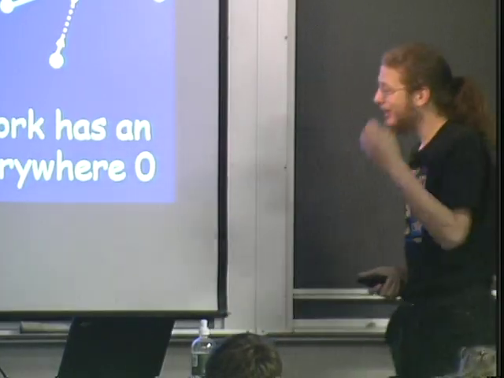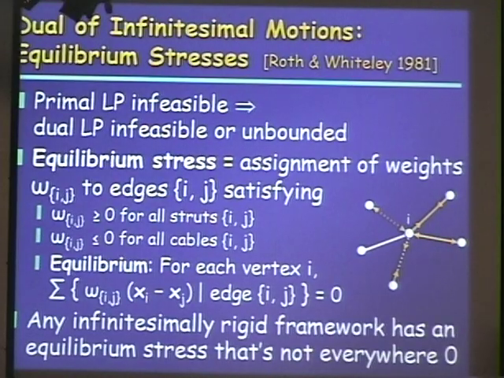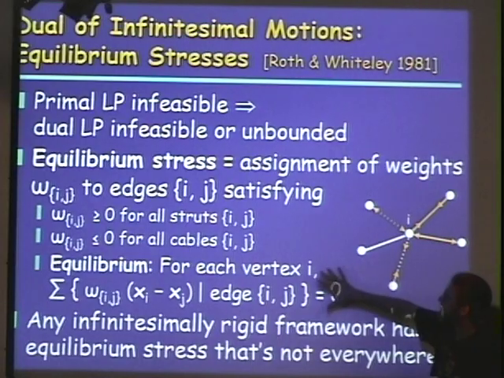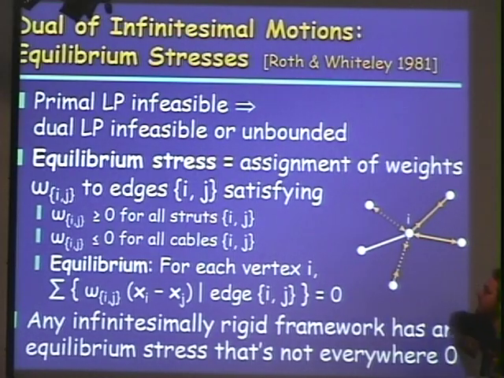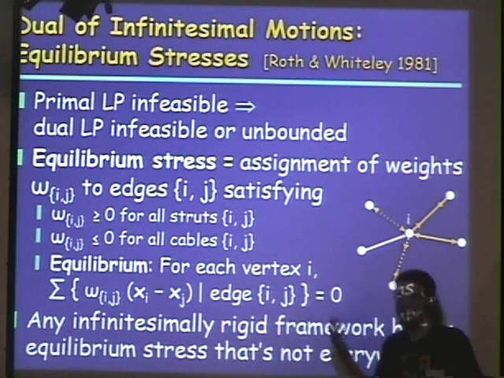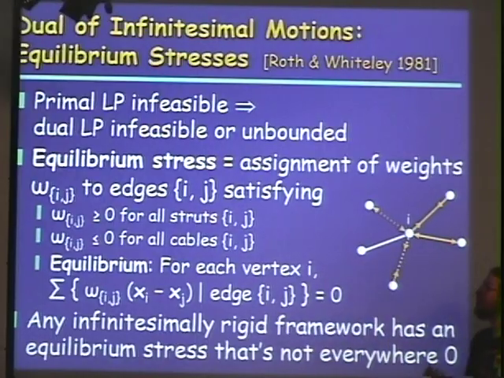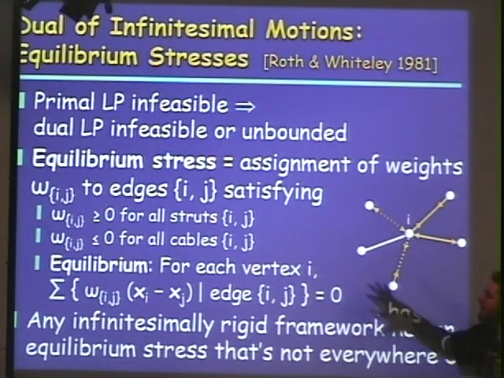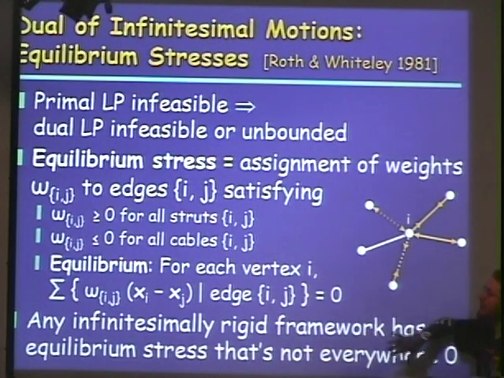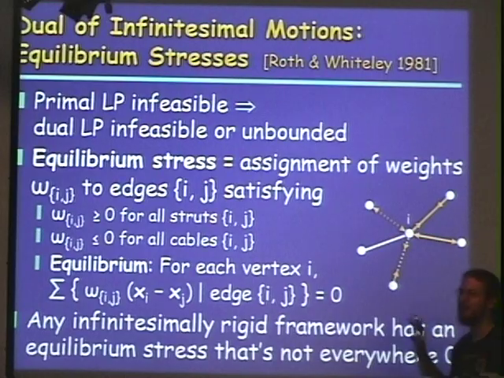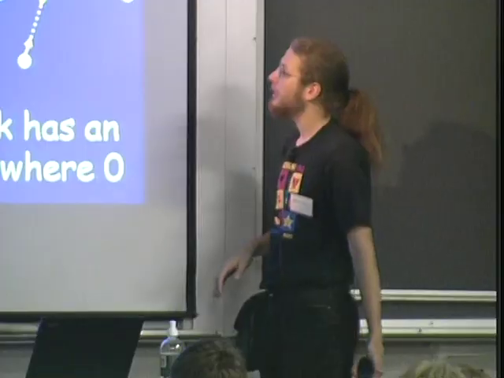So you can apply duality, and I won't go through the math. It comes out to something called equilibrium stresses. And duality tells you, if you look it up, I had to look this one up, that if your primal linear program is infeasible, your dual is either infeasible or unbounded. And in particular, this dual problem will always be feasible. And so that'll tell us it's unbounded, so we'll get to what that means. Let me tell you this dual problem of finding equilibrium stresses.